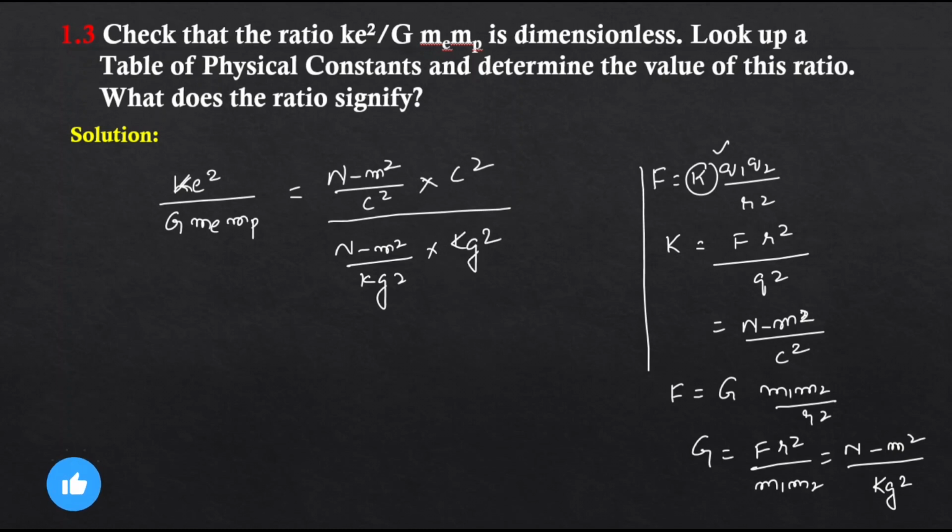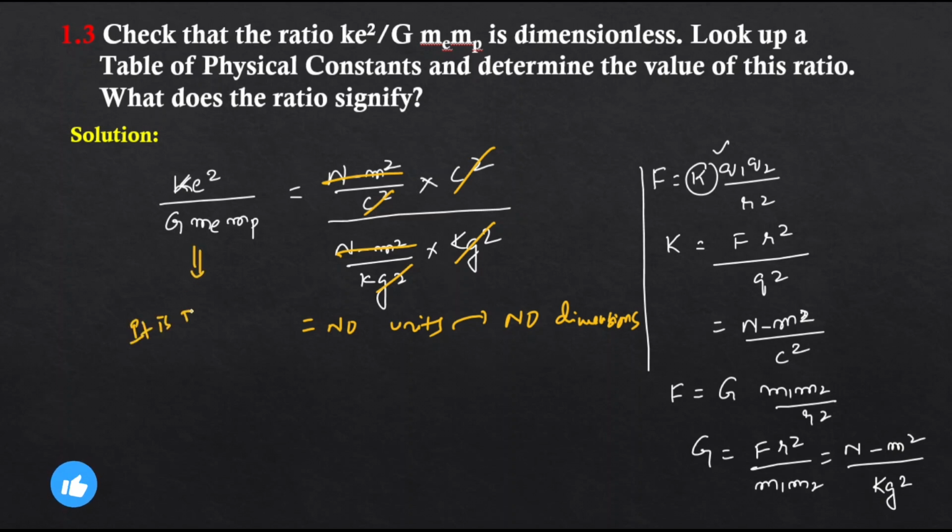So if we check here clearly, Coulomb square and Coulomb square we can cancel. Kilogram square you can cancel. Then we can cancel Newton meter square. So here we are getting no units. If there are no units, we can write no dimensions. So now it is dimensionless. The ratio is dimensionless.